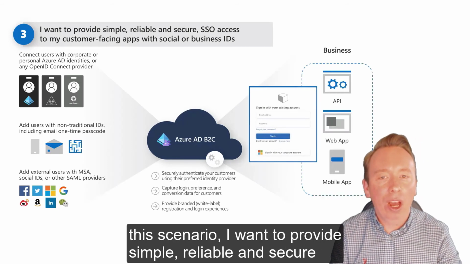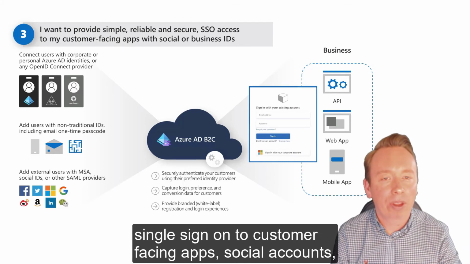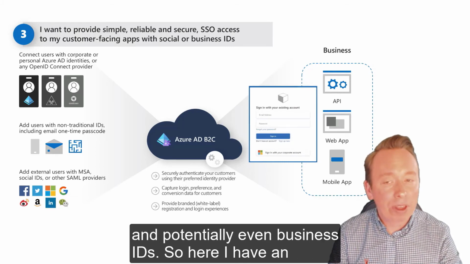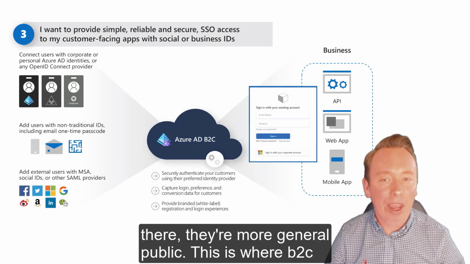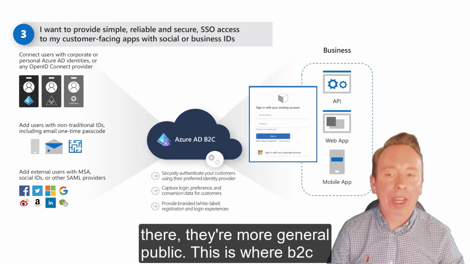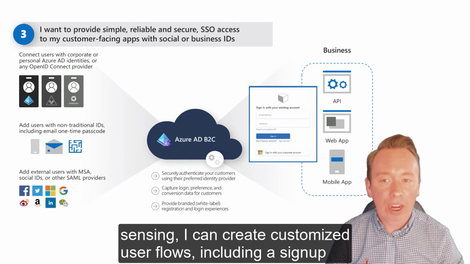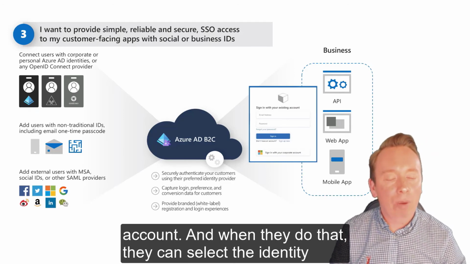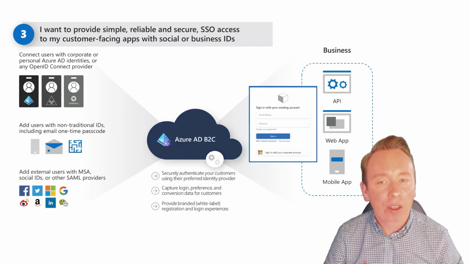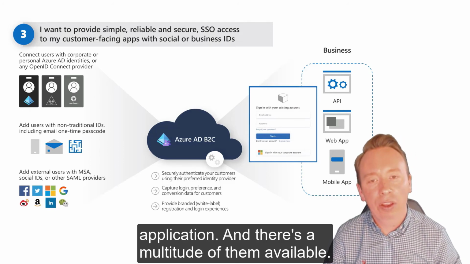So in this scenario, I want to provide simple, reliable and secure single sign-on to customer-facing apps, social accounts, and potentially even business IDs. So here I have an application, and I don't know who my users are potentially. They're more general public. This is where B2C sits in. I can create customized user flows, including a sign-up process where they can come and register for an account. And when they do that, they can select the identity that they want to use to authenticate with that application. And there's a multitude of them available.